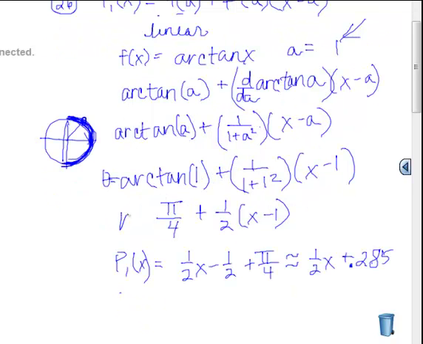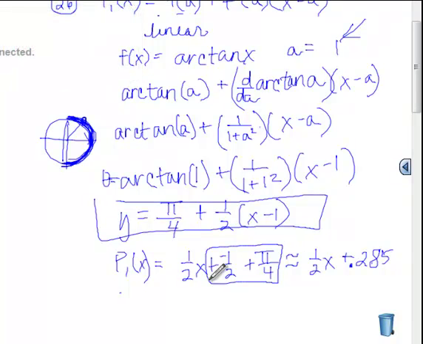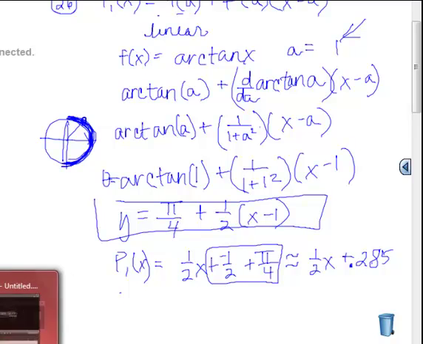Okay, so right here, I'm going to say that this is fine to leave it in this form, but what I did do was expand it out here, and so I had 1/2 x minus 1/2 plus pi over 4, and I did simplify it here to be 1/2 x plus approximately 0.285 when I simplified this piece. So when you're saying a linear approximation, your calculator does have the capability in the programming to do that.